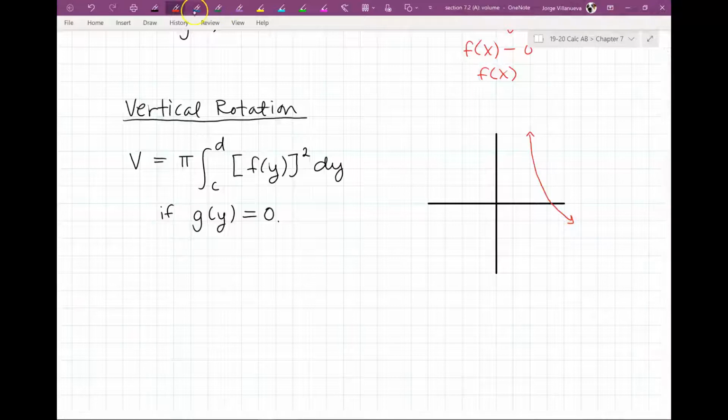Say that's our function. They want us to go from C to D. They want us to have an axis of revolution that's the x-axis. So if we have the x-axis as our axis of revolution, that means that g of y would be 0, right? That's the way you would write that equation, x equals 0.